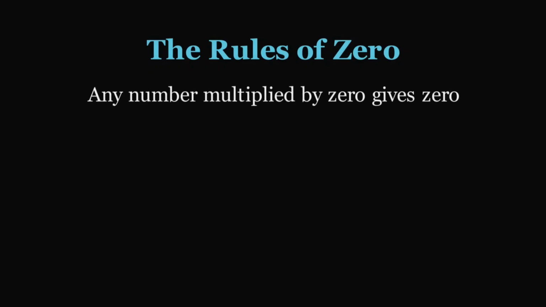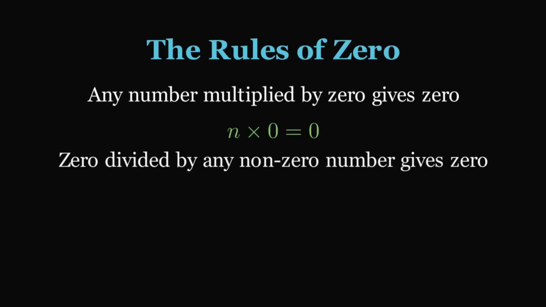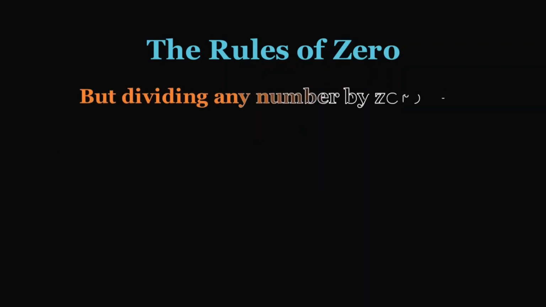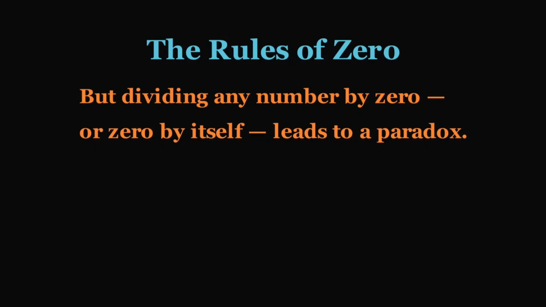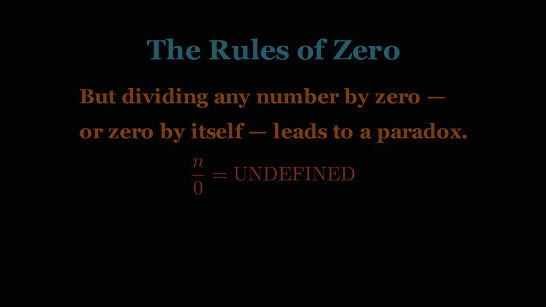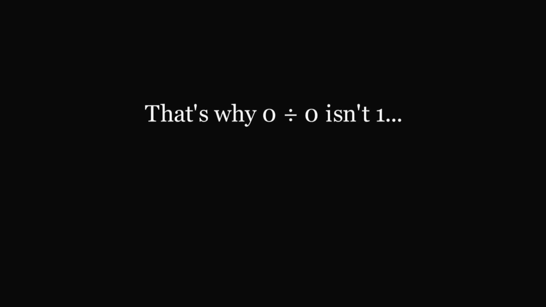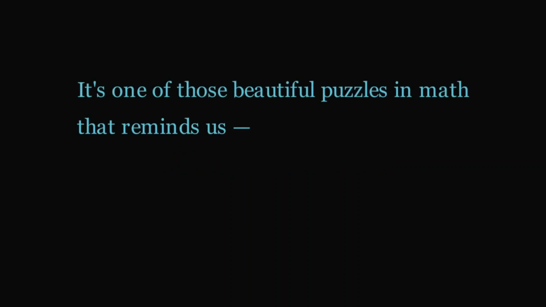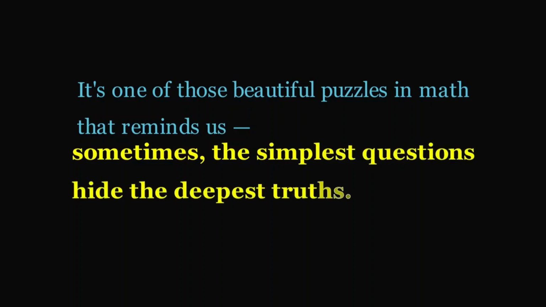So, let's sum it up. Any number multiplied by 0 gives 0. 0 divided by any non-zero number gives 0. But dividing any number by 0, or 0 by itself, leads to a paradox. That's why 0 divided by 0 isn't 1. It isn't even defined. It's one of those beautiful puzzles in math that reminds us sometimes the simplest questions hide the deepest truths.